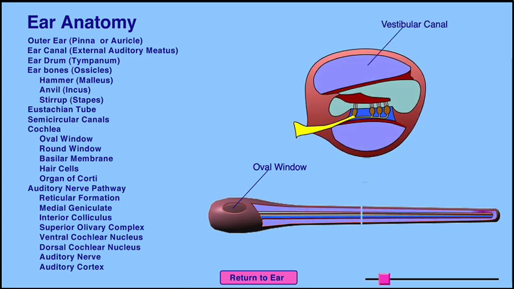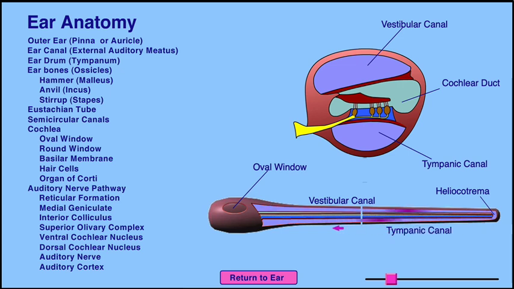shows the three fluid-filled chambers inside the cochlea. You can follow the vibration's path upward from the oval window through the vestibular canal, around the helicotrema, and back down through the tympanic canal to the round window.